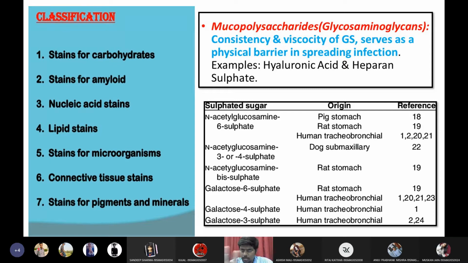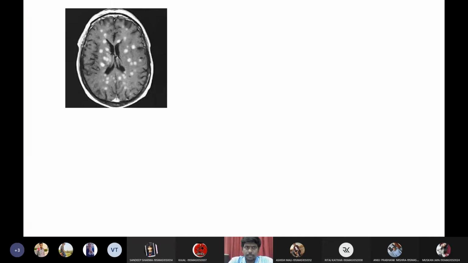So forget about the mucopolysaccharide structure. We are not worrying about that. We are only concerned with staining the mucopolysaccharide. That's it. Okay. So as I said, Cryptococcus neoformans will cause this brain infection.